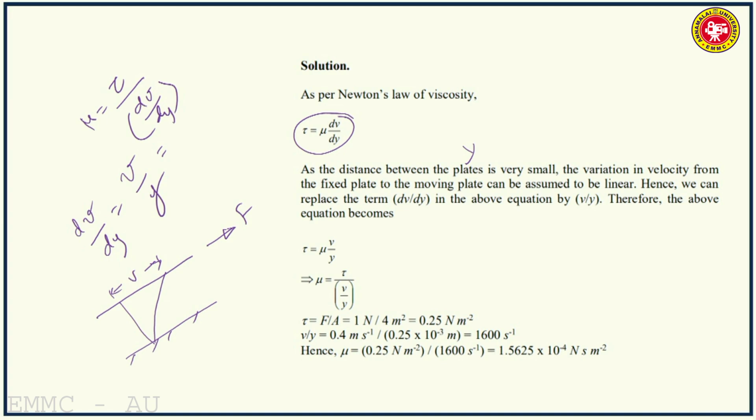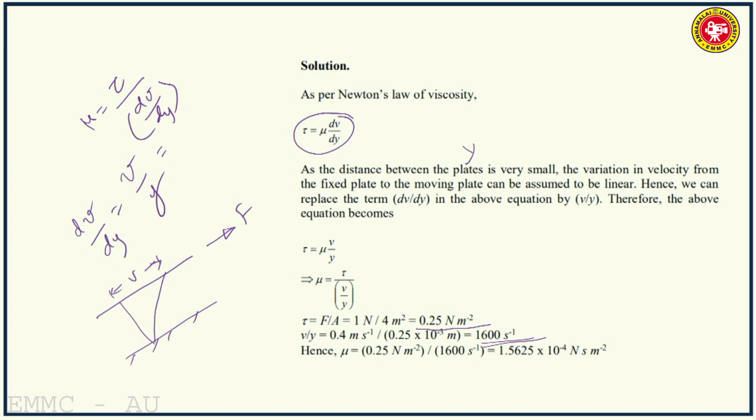F is given 1 Newton, then area is 4 meter square, then the shear stress value is 0.25 Newton per meter square, and the velocity gradient dV over dy is v over y, that is 0.4 meter per second over 0.25 10 power minus 3 meters. This becomes 1600 per second.